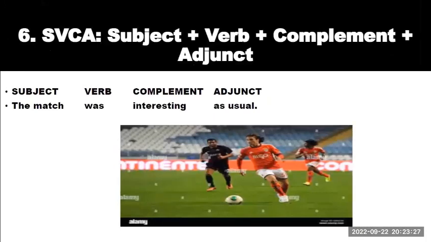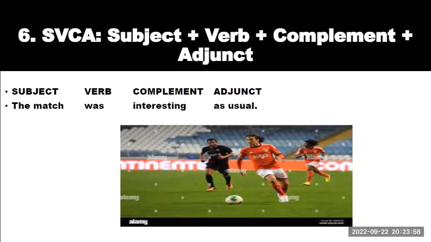SVCA. A sentence with the SVCA structure contains 4 parts: subject plus verb plus complement plus adjunct. For example, the march was interesting as usual. The march is the subject, was is the verb, interesting is the complement, as usual is the adjunct. Now, let's look at these various parts in some detail.